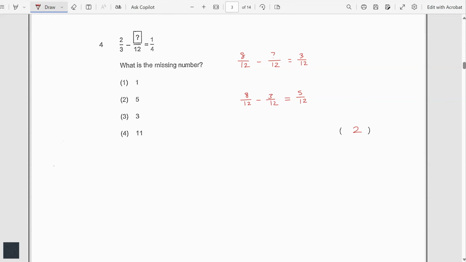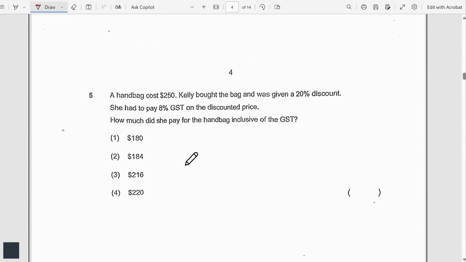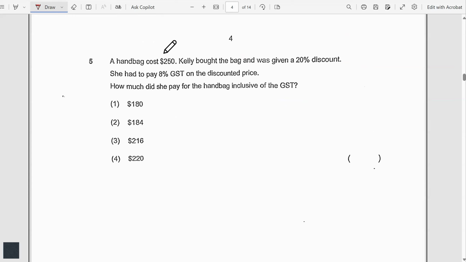Question 5. A handbag cost $250. Kelly bought the bag and was given a 20% discount. She had to pay an 8% GST on the discounted price. How much did she pay for the handbag inclusive of the GST? So first, the $250, that's the original price. So we have discount and GST in this question. Never ever combine discount percentage and GST percentage.